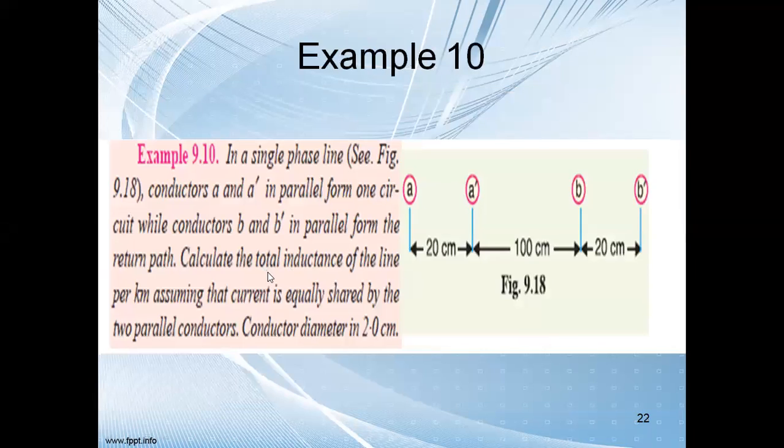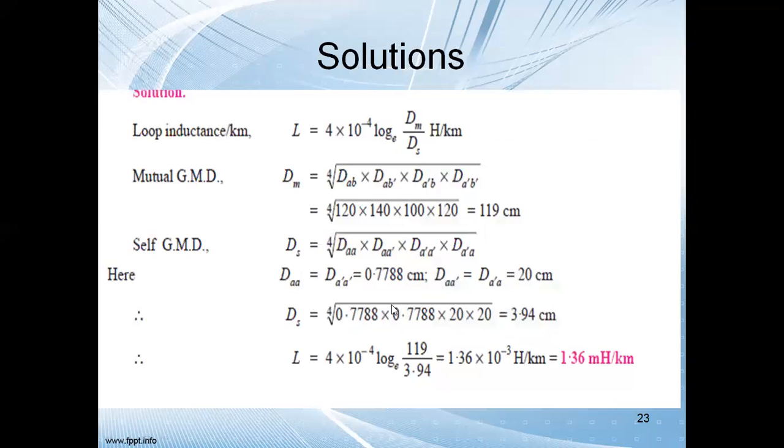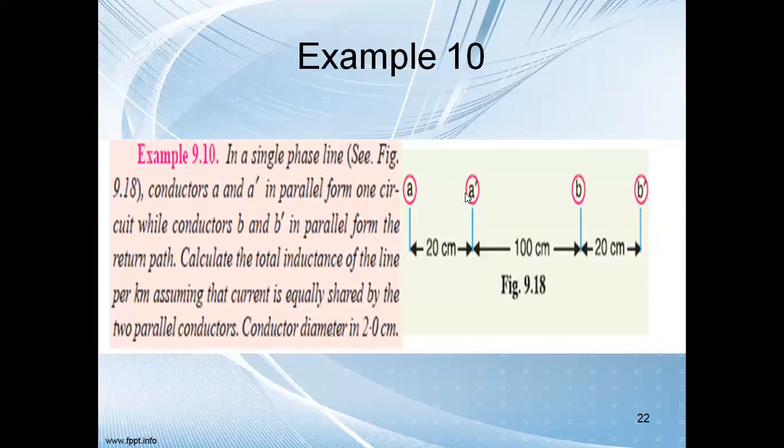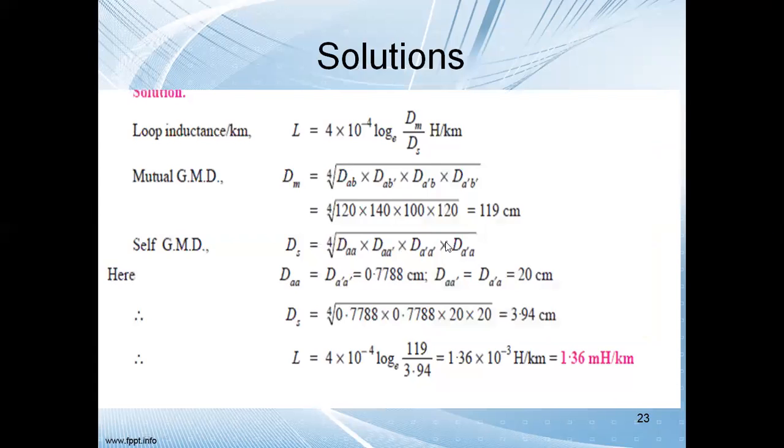Now what is R? The diameter is 2 centimeter, so R is 1 centimeter. So it is 0.7788. Then what is A dash? A dash A is 20 centimeter, and A dash A is also 20 centimeter. If you substitute it, you get 3.94 centimeter. Now we'll apply the formula 4 into 10 to the power minus 4 log of DM by DS. DM we have calculated, DS also we have calculated, and finally the inductance is calculated.